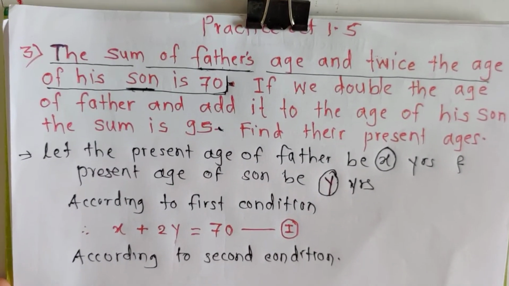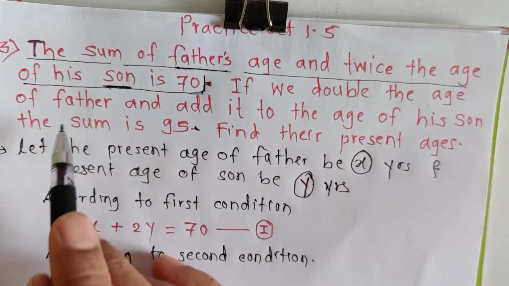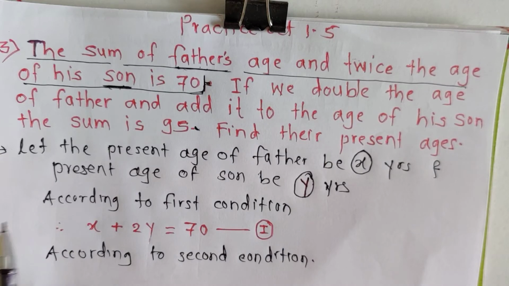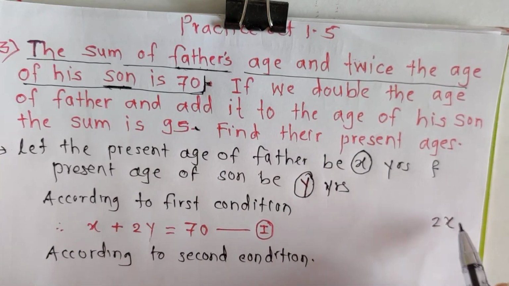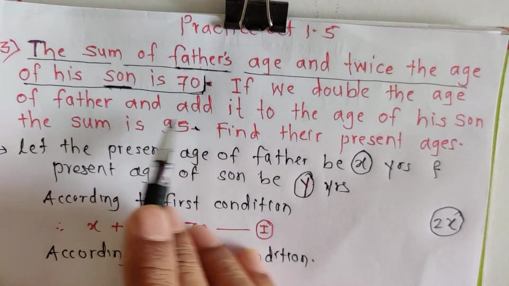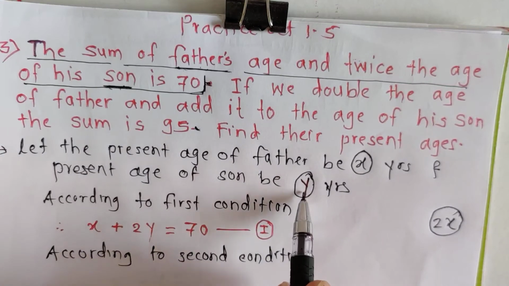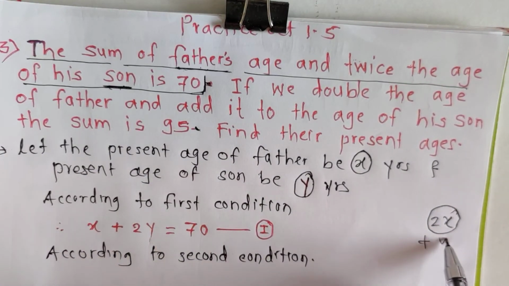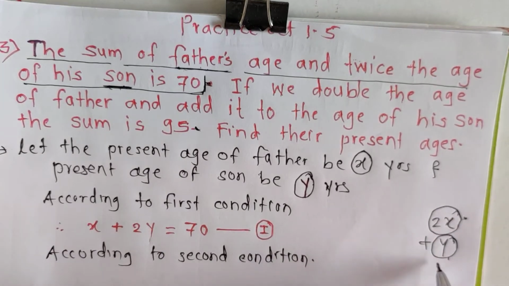Here that condition is given in the sum. If we double the age of father, what is the age of father? X. If we double it, it becomes 2x. If we double the age of father, that is 2x, and add it to the age of his son. Son's age is y. We have to add this double of father to son. This total is equal to 95.